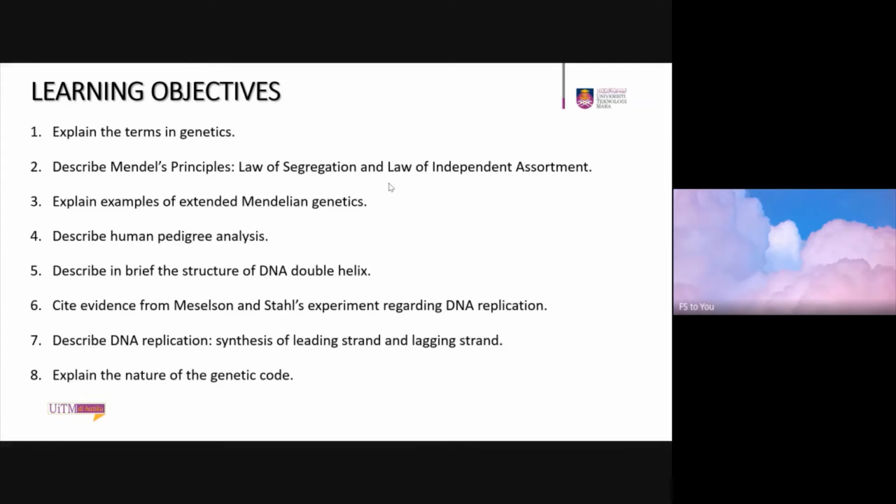Okay, number 4, describe human pedigree analysis. Ini pun, dia ada family tree and then you have to trace the inheritance of dominant character and also the inheritance of recessive character. Okay, trait lah kan. And then number 5, describe in brief the structure of DNA double helix. Ini sebenarnya kita dah tengok masa chapter 1, sem 1. Okay, macromolecules. Ini sebenarnya nak recap balik je.